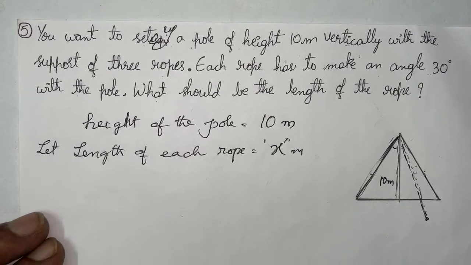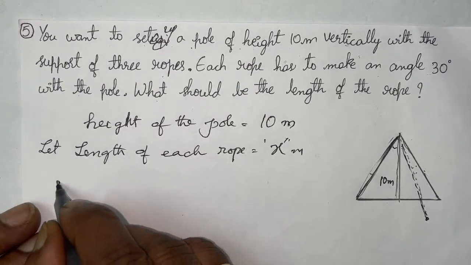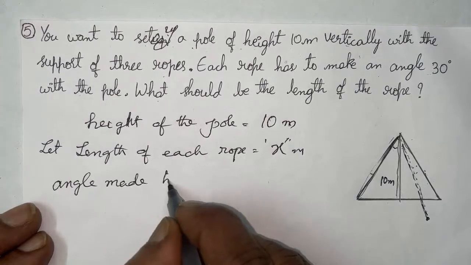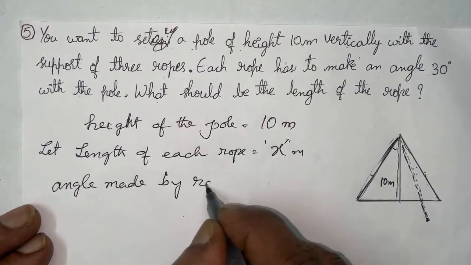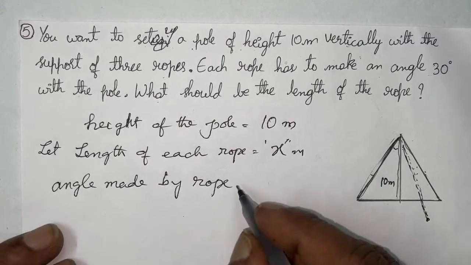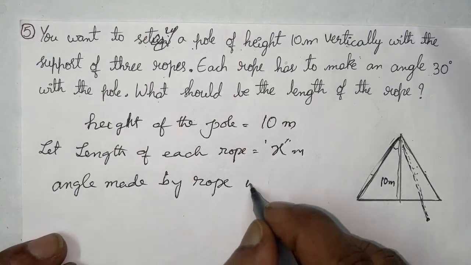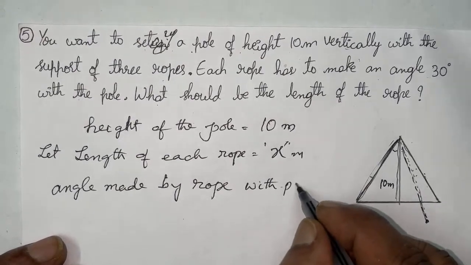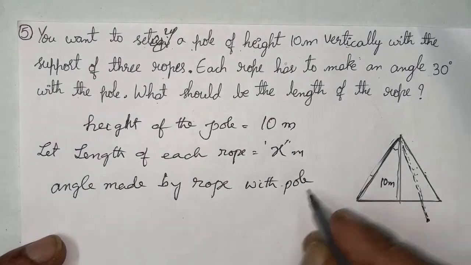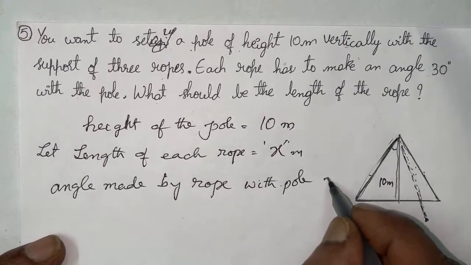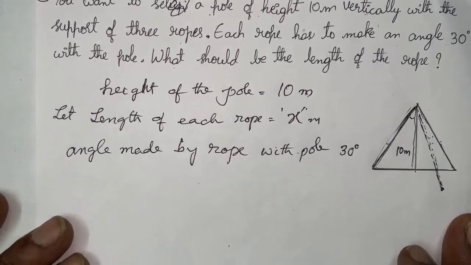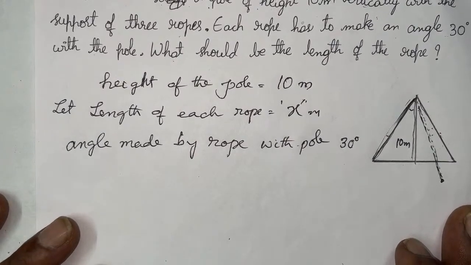Now, next thing is the angle made by the rope. The rope is making an angle with the pole, because we tied the ropes on the three sides of the pole. The angle the rope makes with the pole is 30 degrees. Now, it is an interesting situation here.